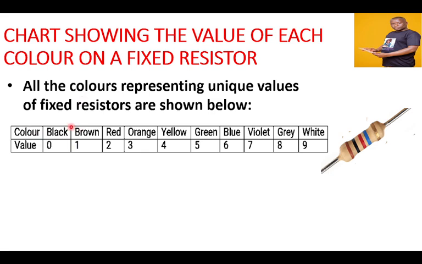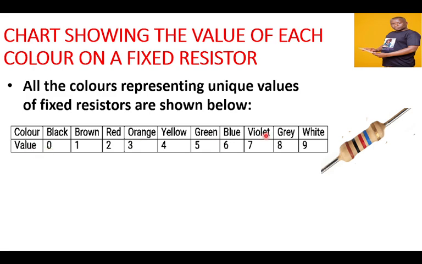If you look at this chart here, we have a row for color, and another row for values. So when you have a black color on a resistor, that black color stands for 0. All right, so we are looking at colors and the numbers that they represent. Brown represents a 1, red represents a 2, orange represents a 3, yellow represents a 4, green represents a 5, blue represents a 6, violet represents a 7, gray represents an 8, and white represents a 9.